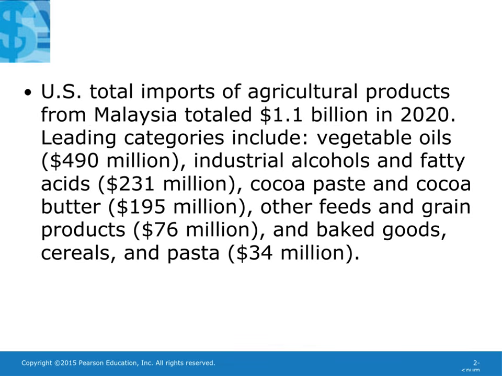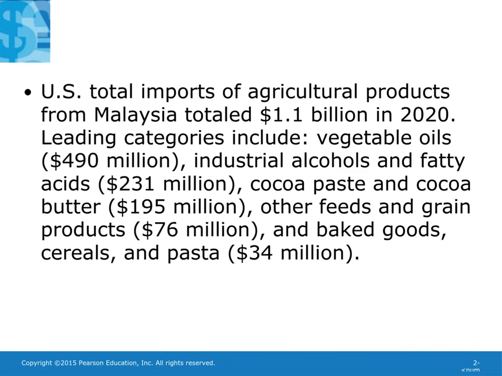After seeing what we buy from the US, let's look at what the United States buys from Malaysia. Interestingly, the value is identical at $1.1 billion, showing a very balanced exchange. However, the nature of the products is completely different. While we buy temperate crops like wheat and soy from them, the US relies on Malaysia for tropical agricultural products. Nearly half of this value, $490 million, comes from vegetable oils, primarily our palm oil.